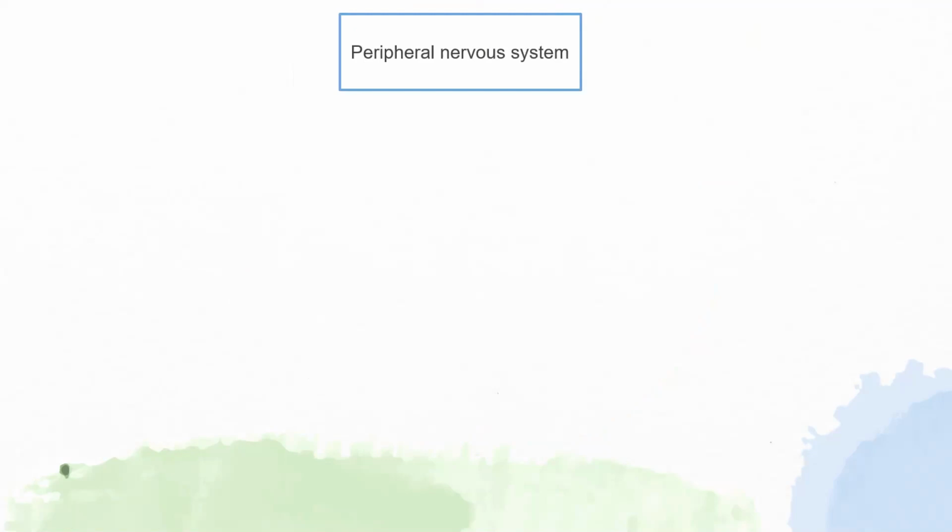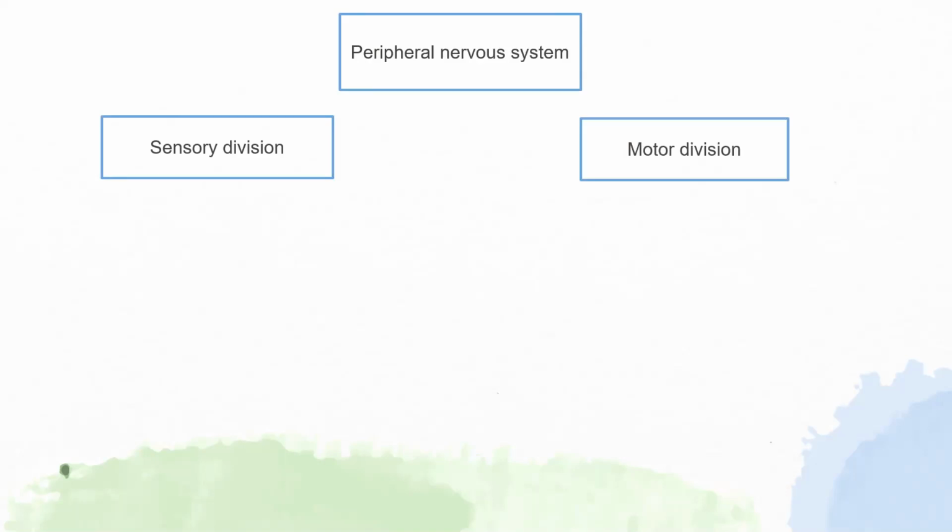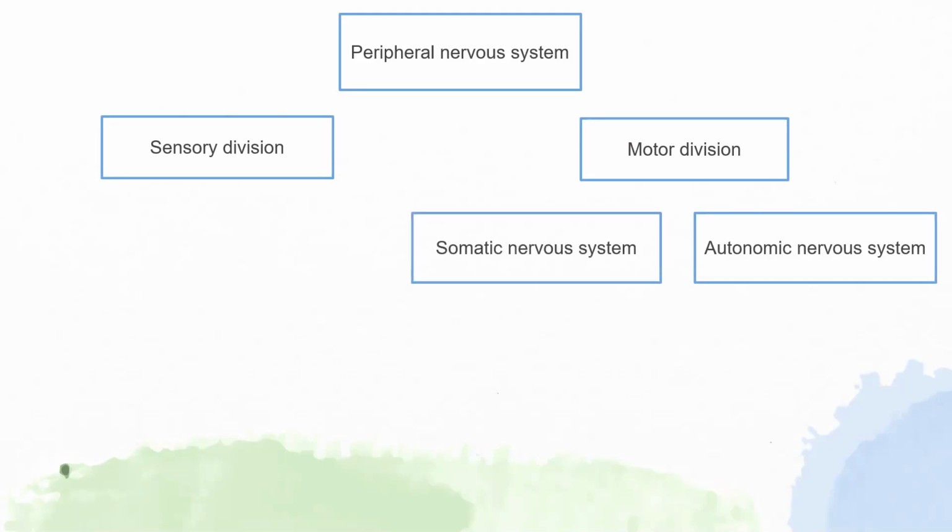Now we'll talk briefly about the peripheral nervous system. We can divide the peripheral nervous system physiologically into the sensory division, or afferent division, and the motor division, or efferent division. The sensory division takes the signals from the body to the central nervous system. And the motor division transmits the signals from the central nervous system to the whole body. We have two types of motor division, the autonomic nervous system and the somatic nervous system.